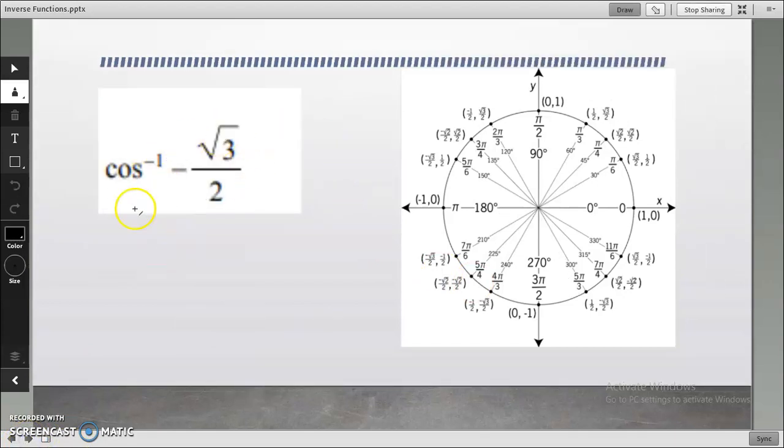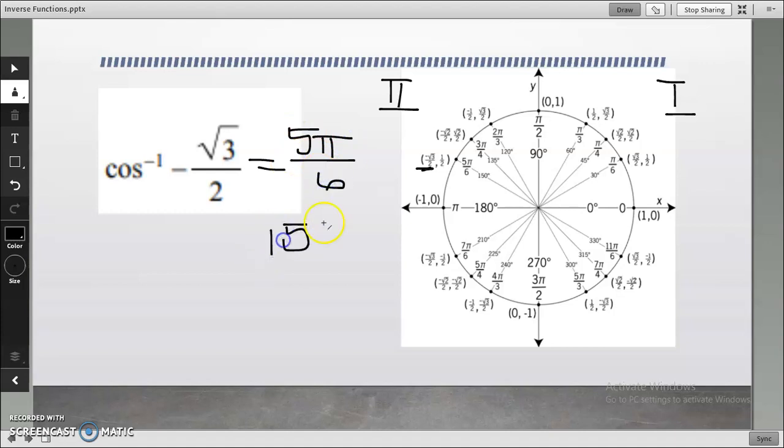All right, the next one, cosine inverse of negative square root of 3 over 2. Okay, for cosine, I'm in quadrants 1 and 2. So I can rotate from quadrant 1 to quadrant 2. And so I'm just looking for that value where it's negative square root of 3 over 2. And here I see it right here. That one was easy, right? So I get 5pi/6 or 150. So again, I didn't specify if it should be in radians or degrees. So either answer is acceptable.